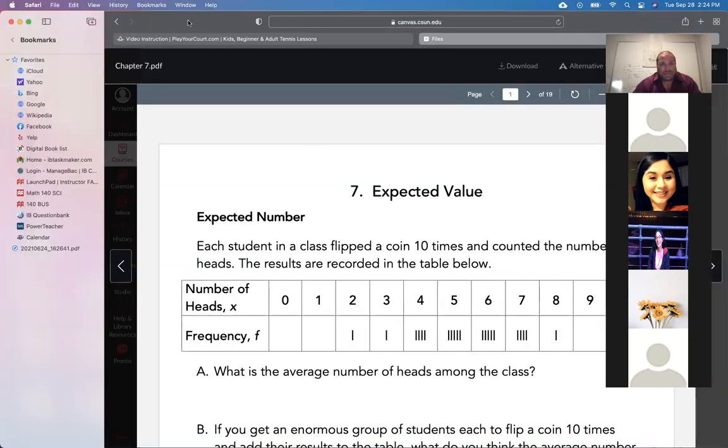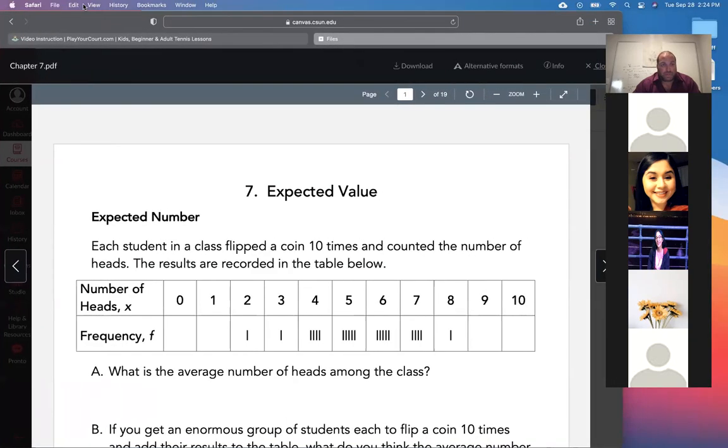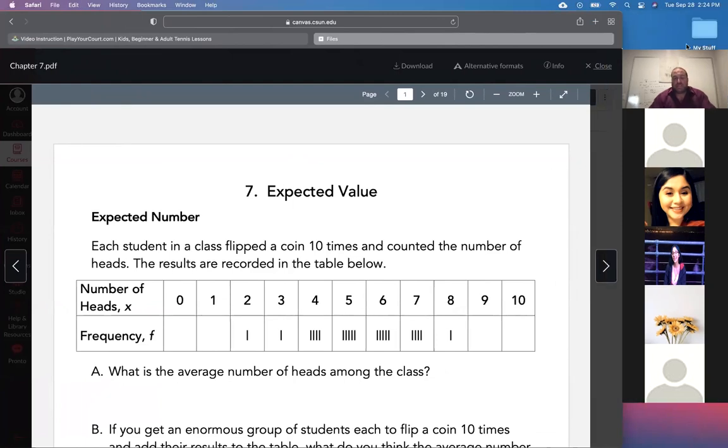Okay, expected value. Expected value is a very important concept in probability and statistics.